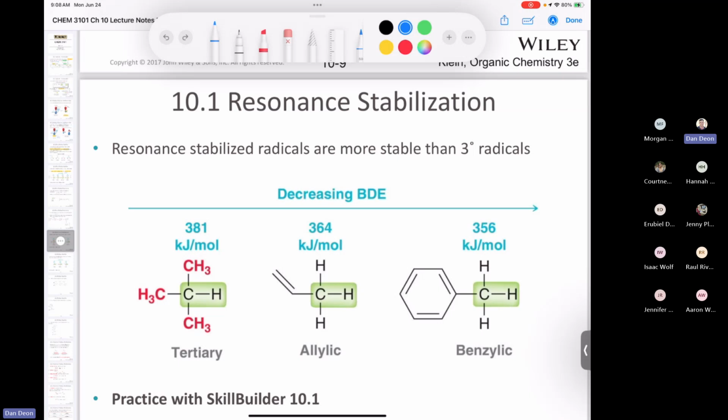Then if you go all the way down to the benzylic, whoa, it drops off even more. So benzylic carbon-hydrogen bonds are even weaker. They're even more prone to abstraction. Why? Because you end up with an even more stable radical.